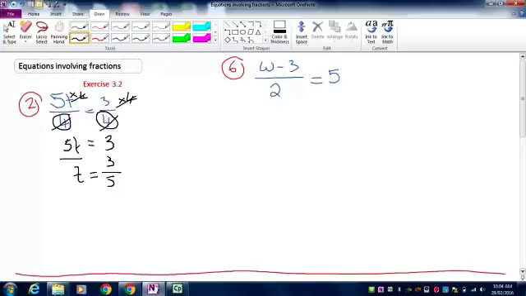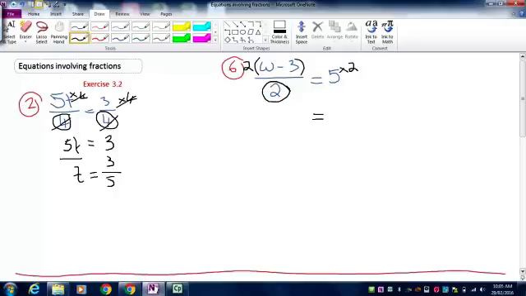Okay, number 6. This one looks harder than it actually is. Again, I need to get rid of this 2. So the entire left hand side is being divided by 2. To eliminate that, I multiply the entire left hand side by 2, and then I do the same thing on the right hand side.